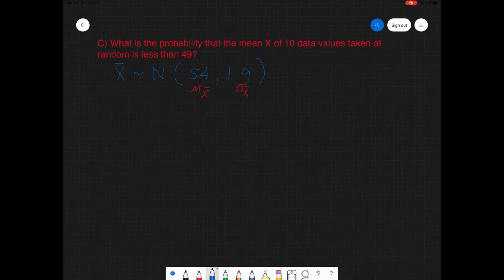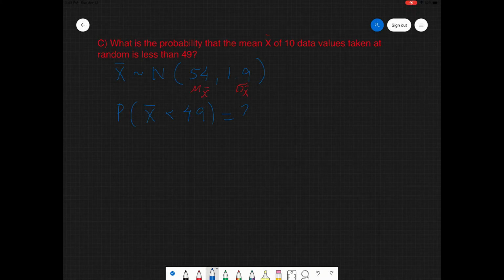So now let's take a look at part C. What is the probability that the mean x bar of 10 data values taken at random is less than 49? So we know from part A and B, an application of the central limit theorem, that the sampling distribution, the x bar values, has a normal distribution, and we also determined that the mean of the sampling distribution is 54 with a standard deviation of 1.9. So for part C, we wanted to compute the probability that if drawing a random sample of size 10, the sample has a mean that is less than 49.